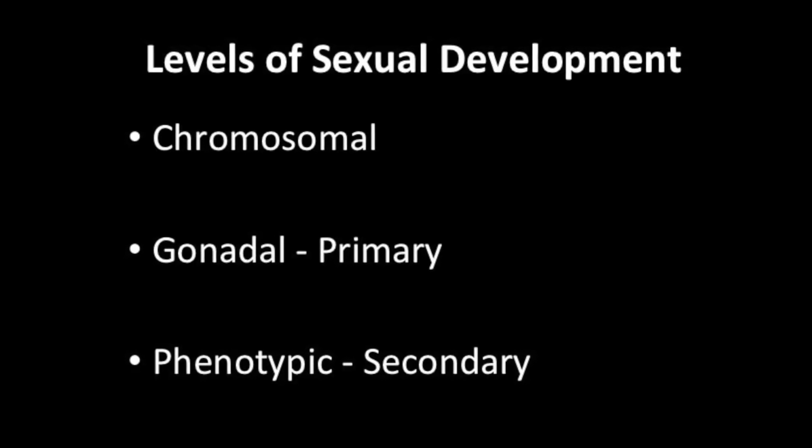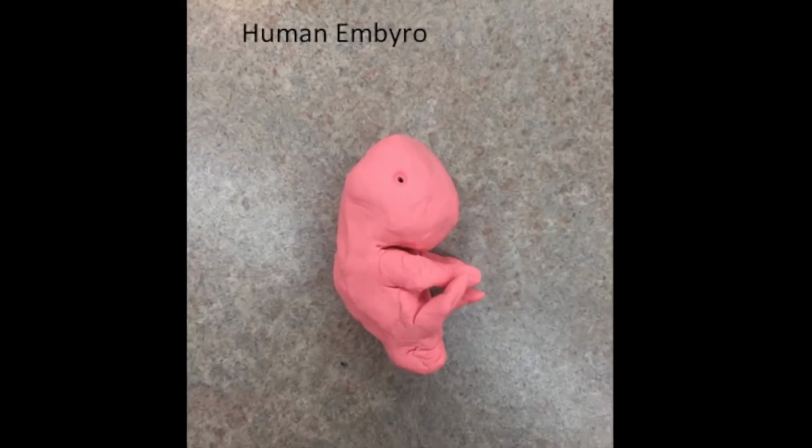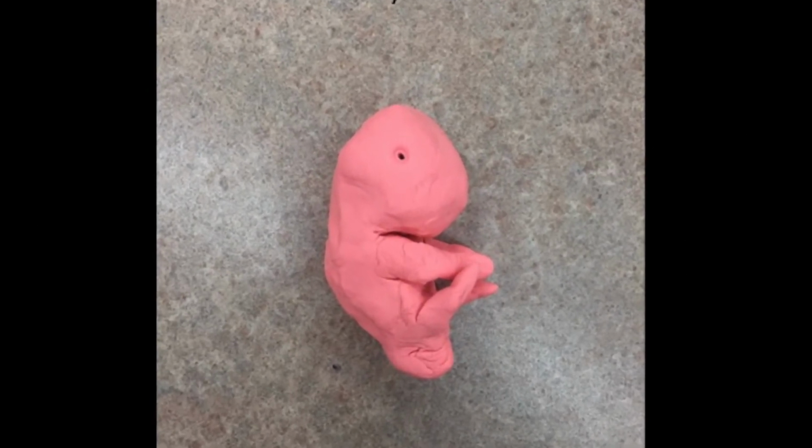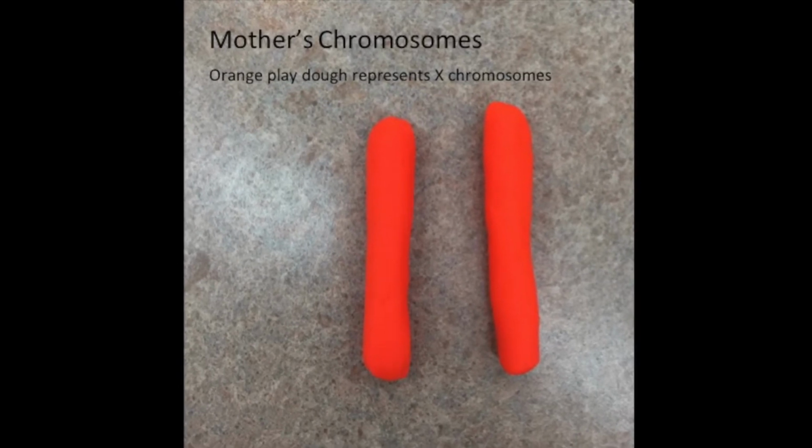There are three main levels of sex determination. First, let's talk about chromosomal sex determination. Here is our human embryo. At the point of conception, the embryo's sex is determined by the chromosomes it receives from his or her parents.